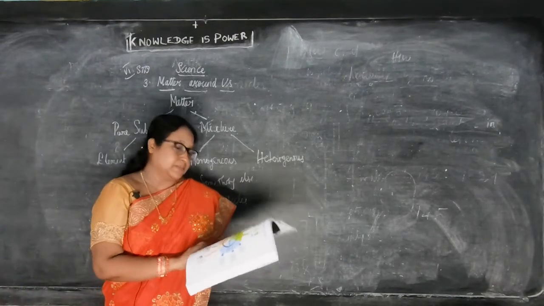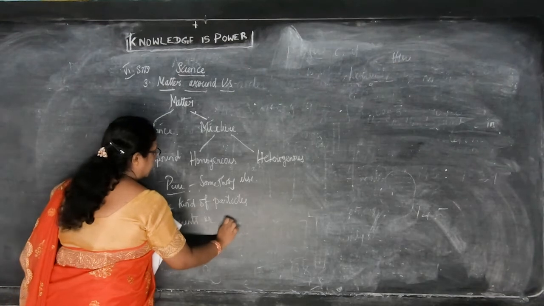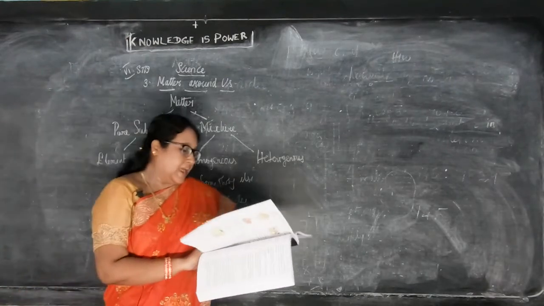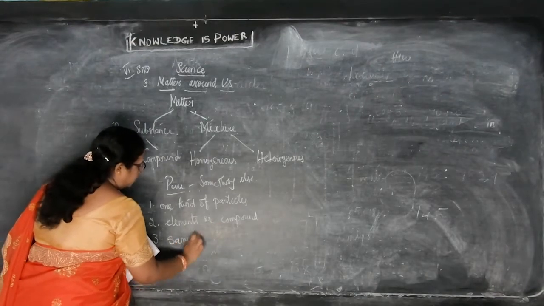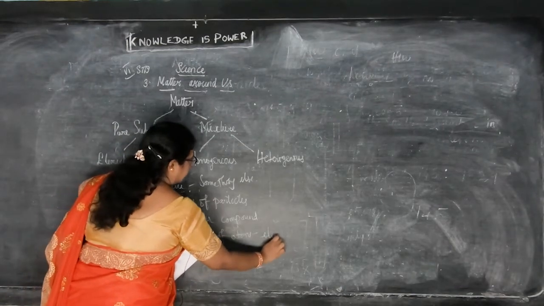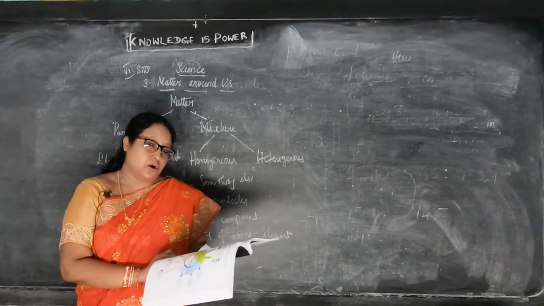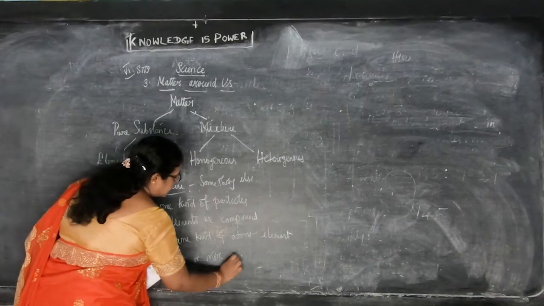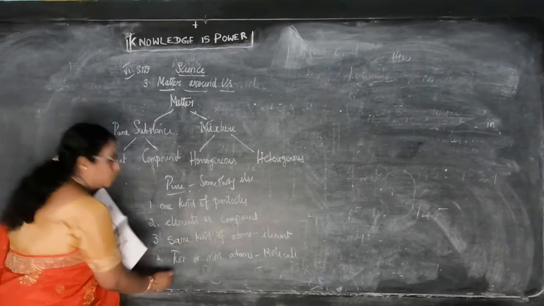Next, a pure substance may be an element or a compound. We have already explained what an element and a compound are, children. An element is made up of the same kind of atoms, that is, it consists of only the same kind of atoms. Next, a molecule is a combination of two or more atoms.